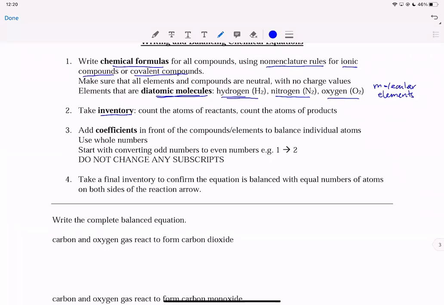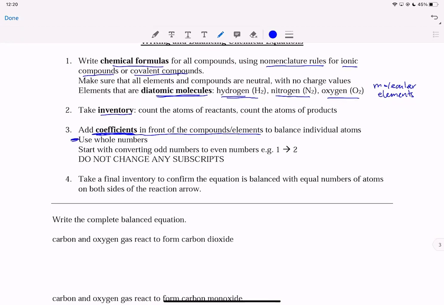And the way you are making them equal is by adding a number in the front of a compound or an element, which is called a coefficient. Now, the coefficient has to be a whole number value. Can't be a half, can't be a fraction. It has to be a whole number value.